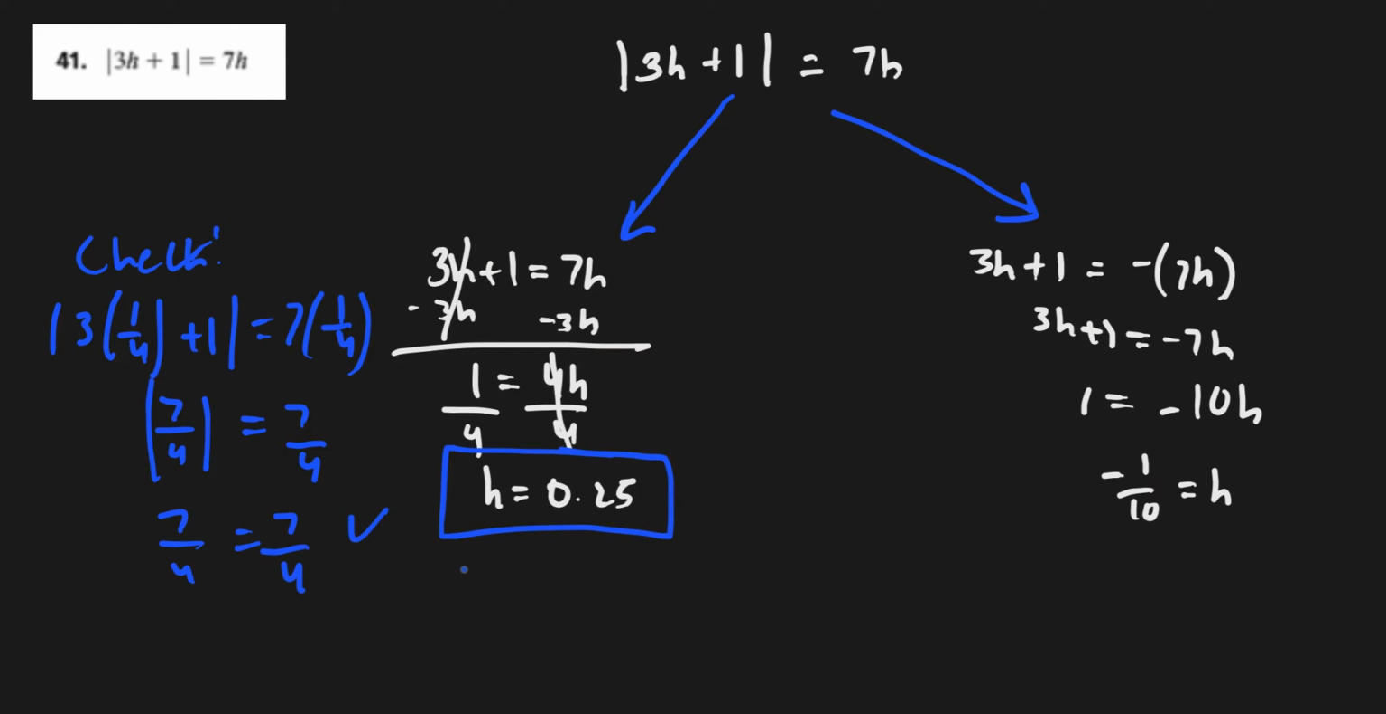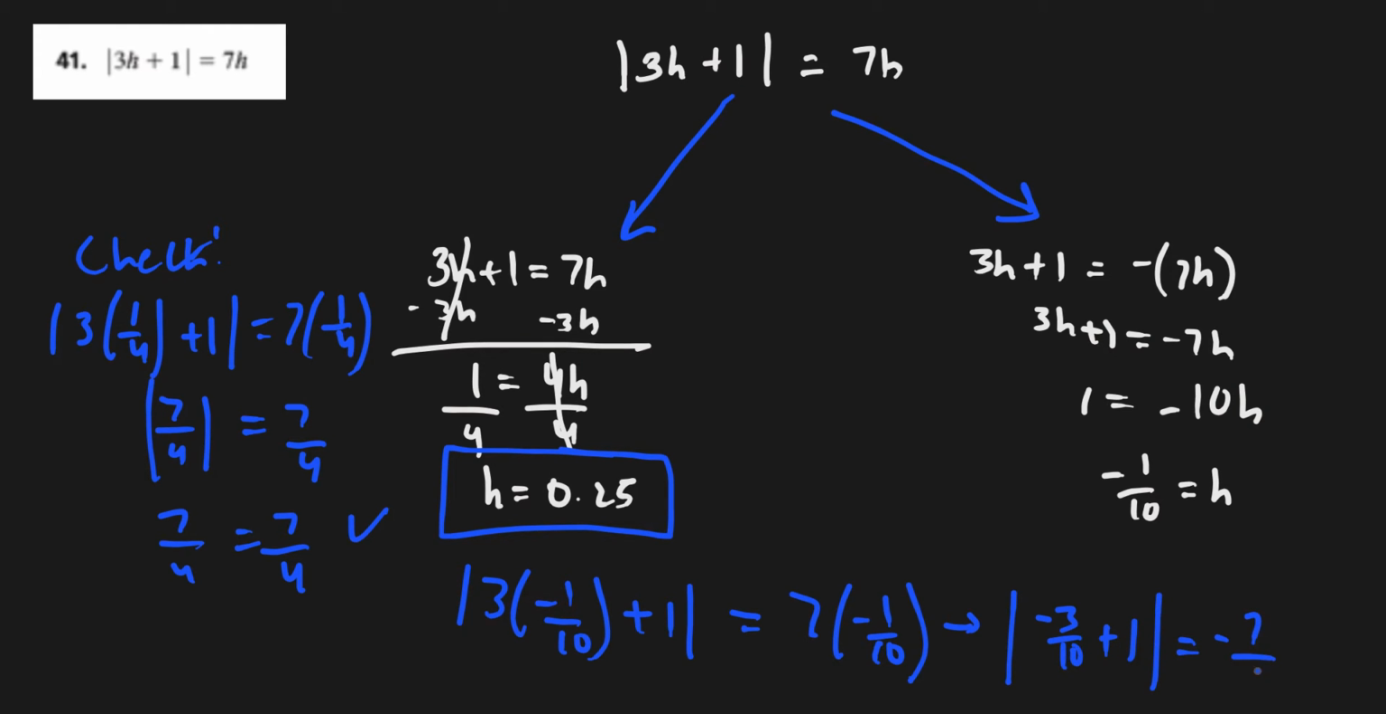Negative 1/10, let's see. Absolute value of 3 times negative 1/10 plus 1 equals the absolute value of 7 times negative 1/10. Okay, so I immediately see a problem right here. We can work through it and you'll see the problem as well when we try. So this is going to be absolute value of negative 3/10 plus 1 is equal to negative 7/10. Now, negative 3/10 plus 10/10, which is 1, is equal to 7/10.